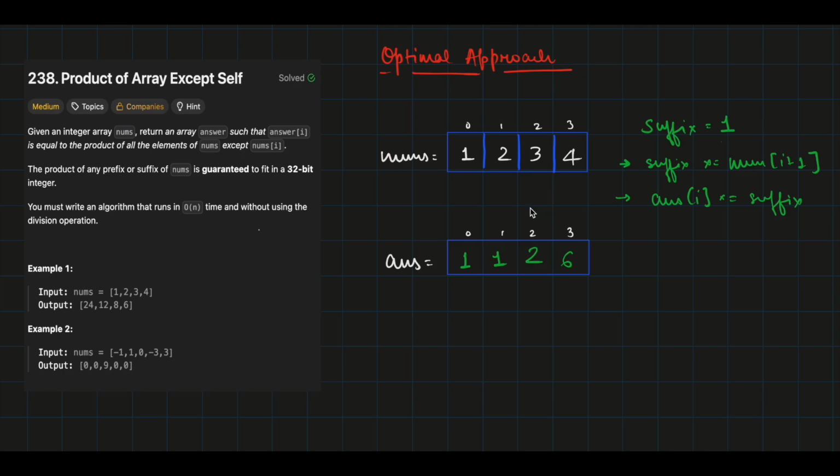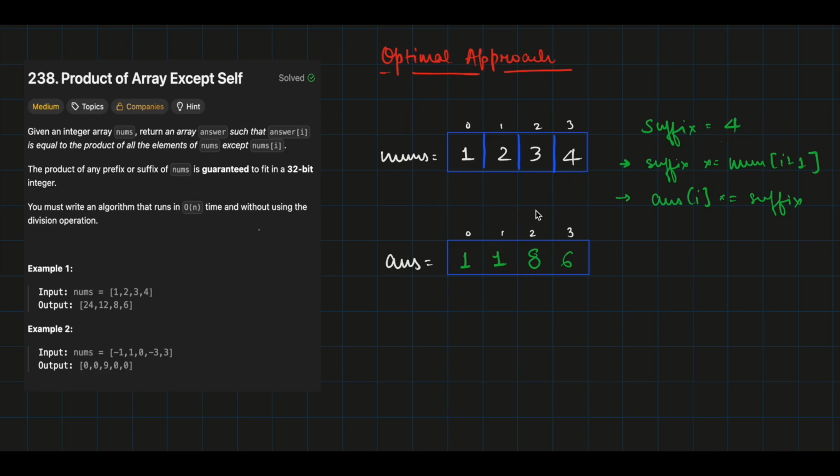Just like the suffix we did in the previous method, we'll be starting it from n minus 2, so from this index. Suffix here is 1, and it will be multiplied by the I index plus 1, so this index, so it will be multiplied by 4. So suffix is now 4. Then answer of I, that is 2, will be multiplied by suffix. So it will be 2 multiplied by 4, which is equal to 8. So we can add 8 here.